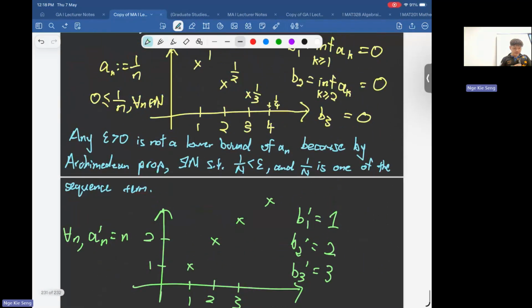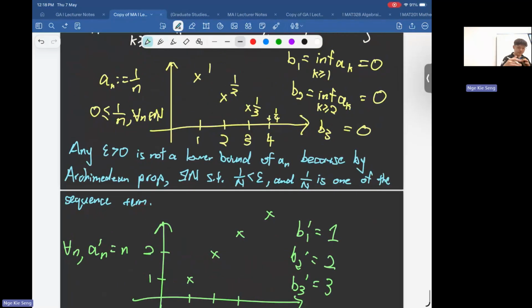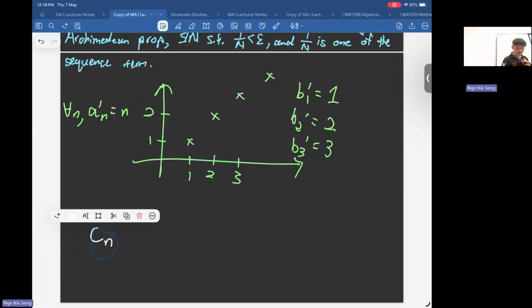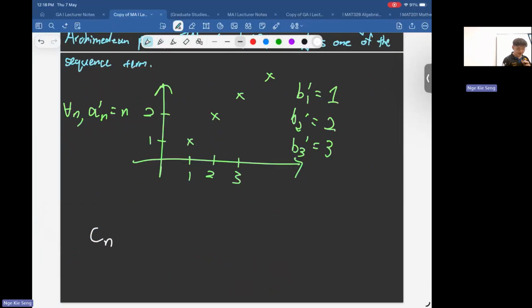In this case, we will do a kind of duality here. So I can also define C_n as the sup of A_k, where k varies with n. So instead of looking for the greatest lower bound, we're looking for the lowest upper bound. The sup.